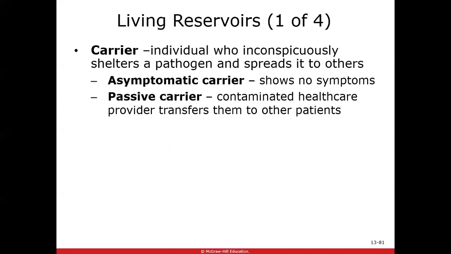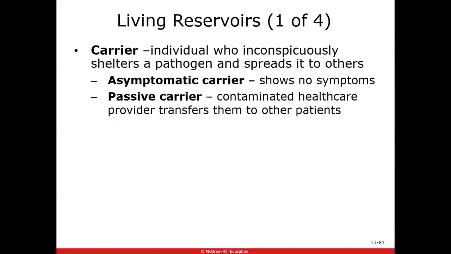So you can have living reservoirs. One could be a carrier, an individual who inconspicuously shelters a pathogen and spreads it to others. That's where we're talking about Typhoid Mary. She was a carrier. So you can have asymptomatic carriers, which means that they spread it and they don't show any symptoms whatsoever.